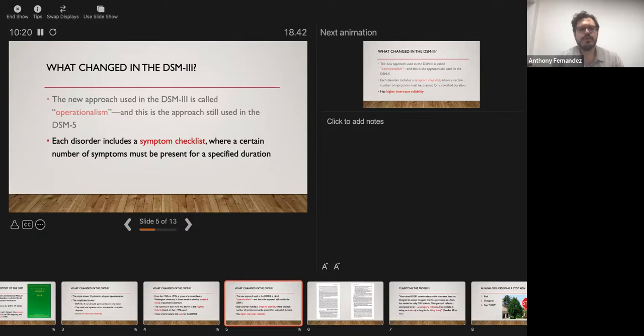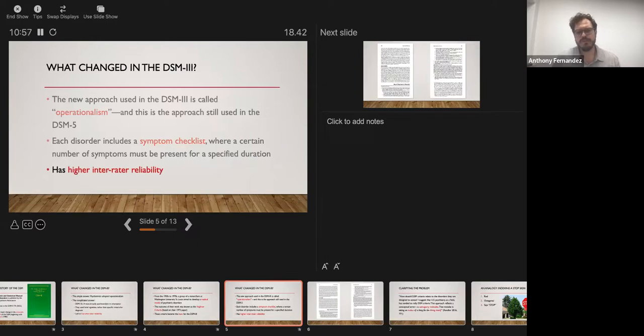But essentially how operationalism works within psychiatry is, again, that each category of disorder will include a symptom checklist, and the number of symptoms varies from disorder to disorder. But typically there's a list of symptoms, and then it will tell you how many of these symptoms have to be present in the patient and for what duration they have to be present. Typically, they'll have to be present for that same duration. And if the patient presents the set number of symptoms for the set duration, then you're supposed to diagnose them with this particular disorder.